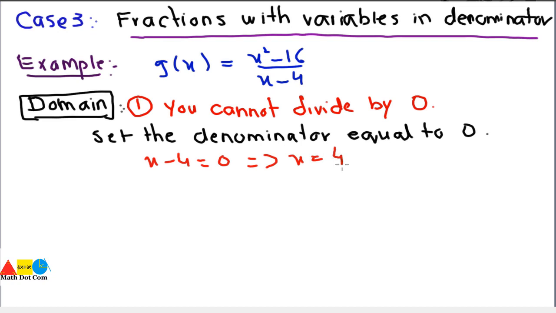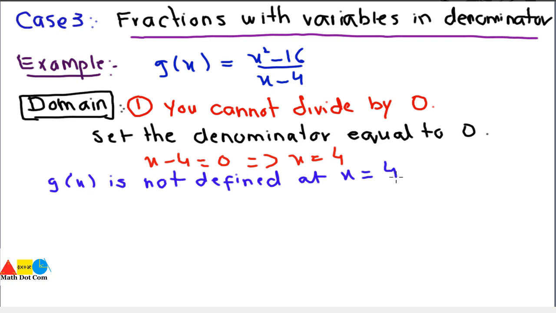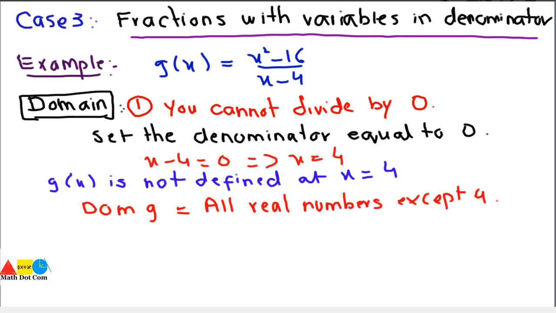This means that we can never have x equal to 4 because it will lead the function to an undefined condition. So we can write that g of x is not defined at x equals 4, because 4 minus 4 is 0 and the denominator becomes 0. So what will be the domain? The domain of g will be all real numbers except 4. That means we can put any value of x in the given function other than 4, because it will give you an undefined function.